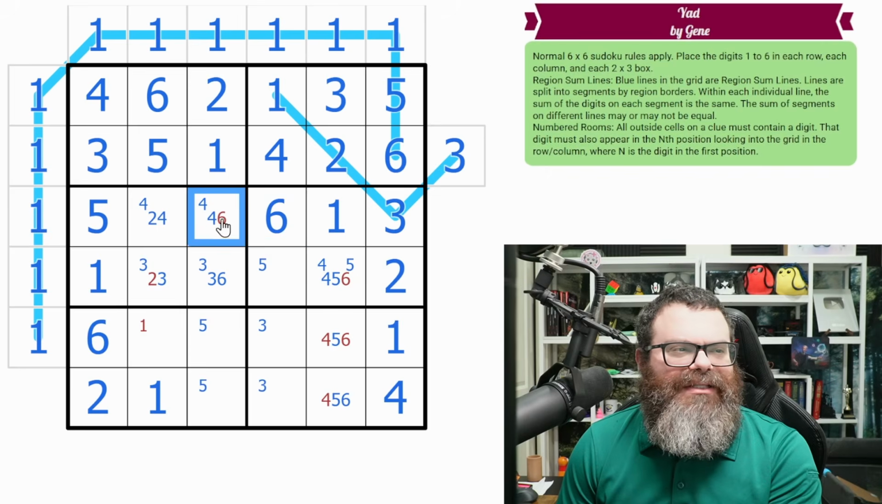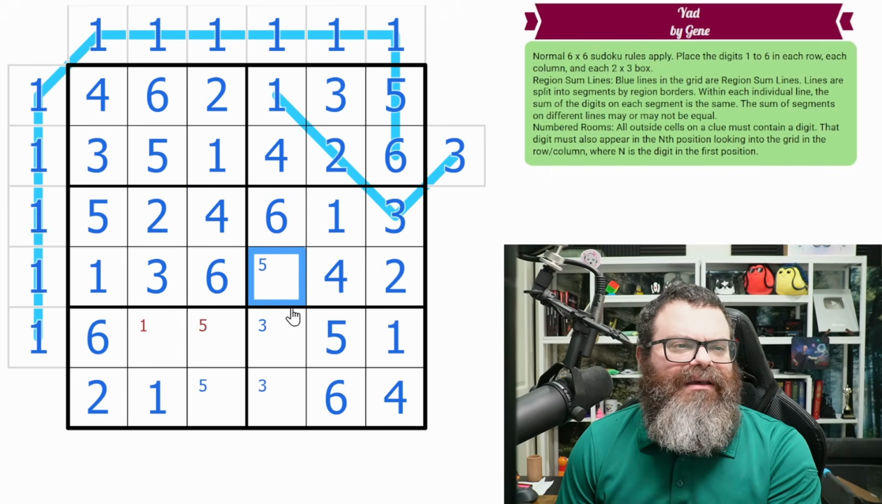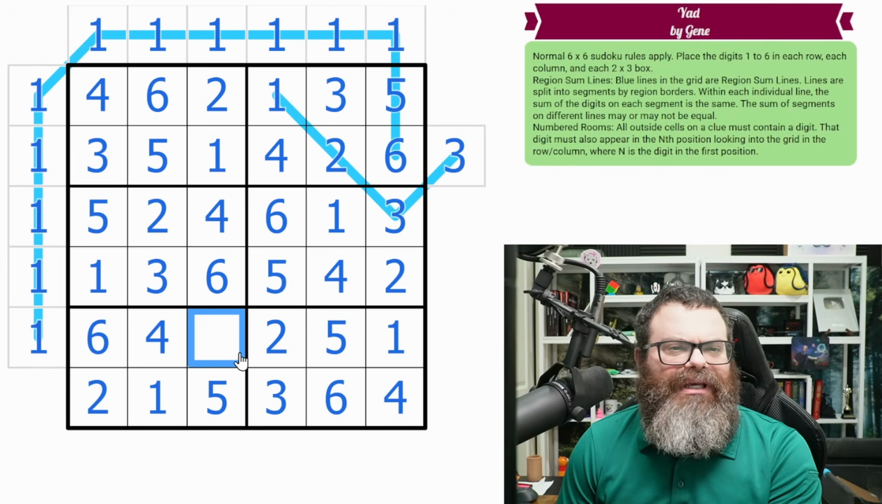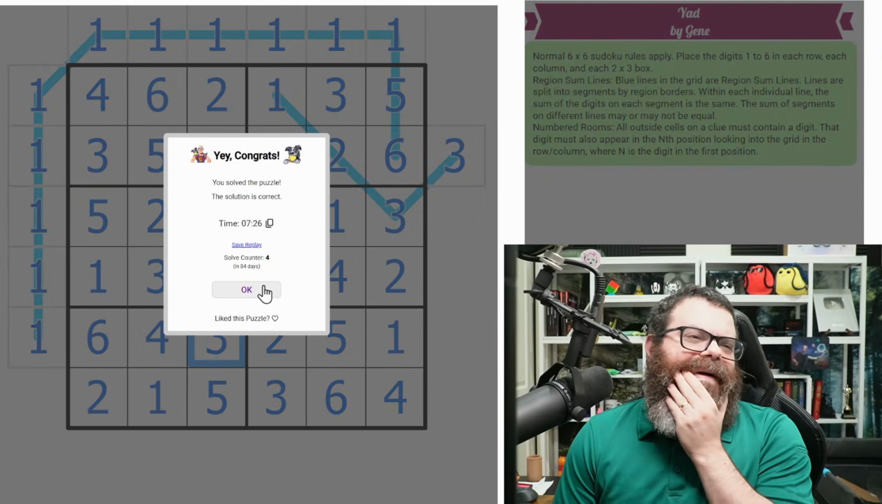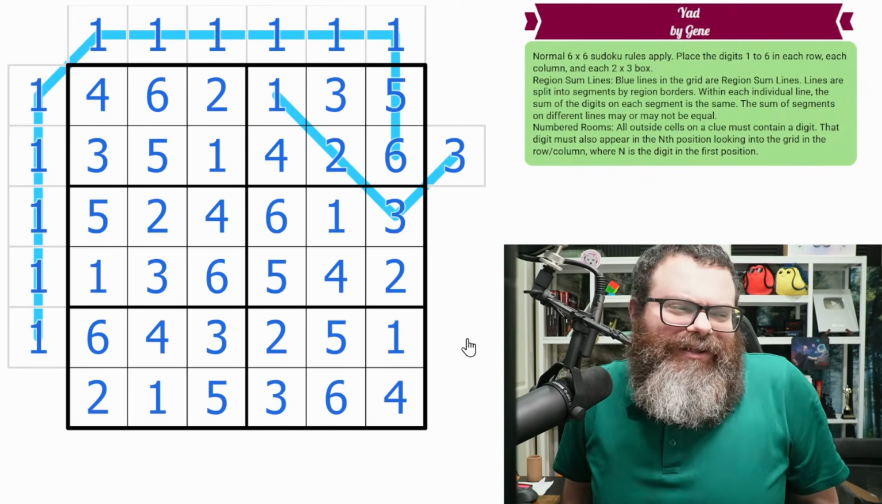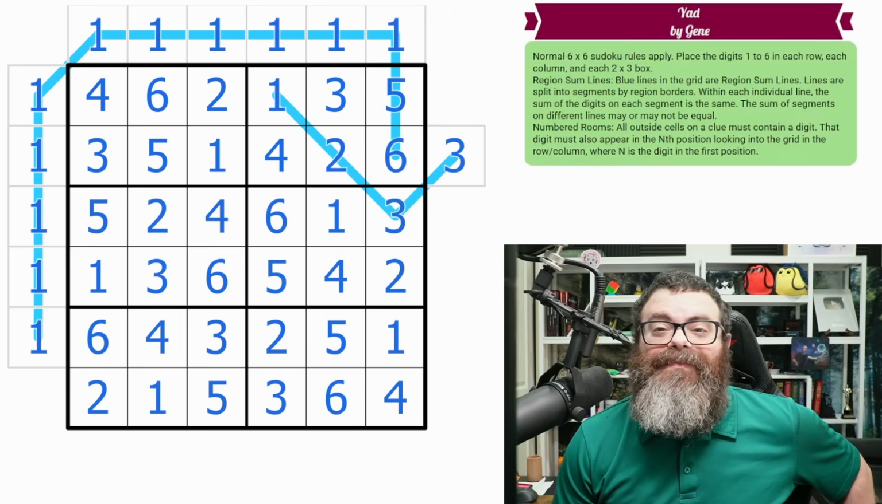That's 2 and 6. That's 4, 2, 3, and 6. We get the 5 and 6 and 4. This is 5. What's this? 4, 5, 3, 2, and 3. All right. Yeah, I just didn't follow up on the numbered rooms very well in my solve. If I'd done that, it would have been much quicker, but that's how it goes.